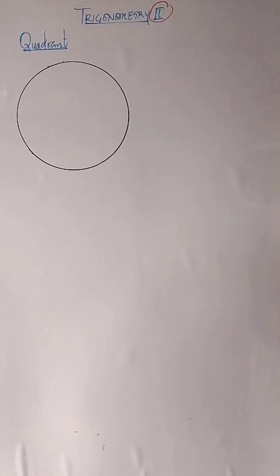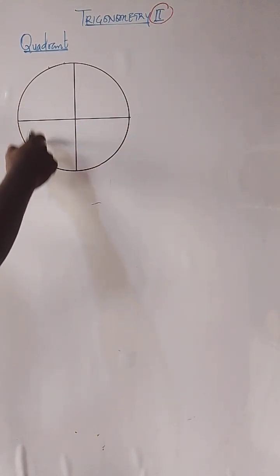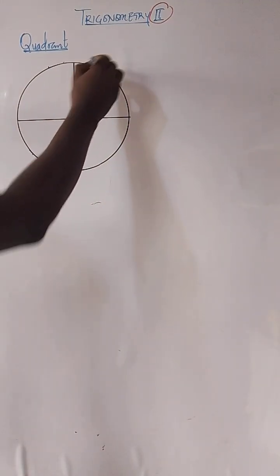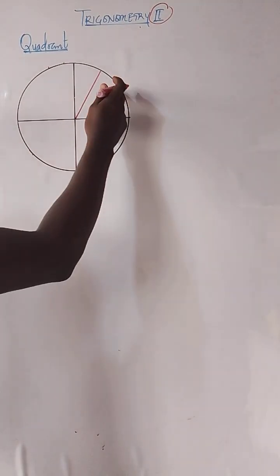So what is a quadrant? A quarter of a circle. Consider this circle. Here we have 4 quadrants: first quadrant, second, third, and the fourth quadrant. Suppose we have the radius of this circle drawn from this point to a part of the circumference. So you can join any part here.